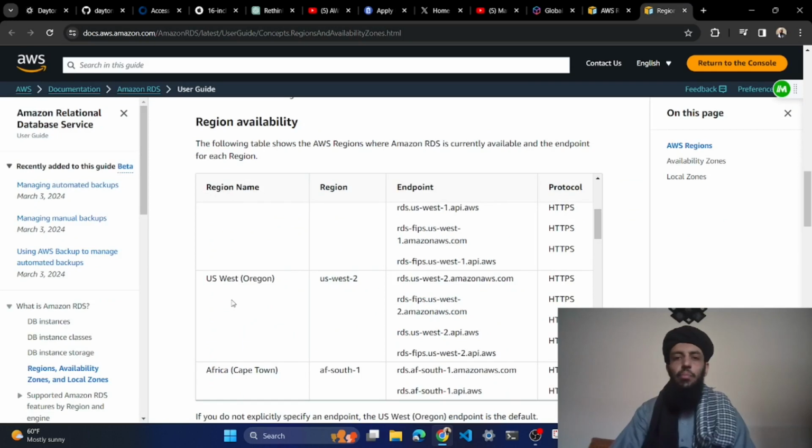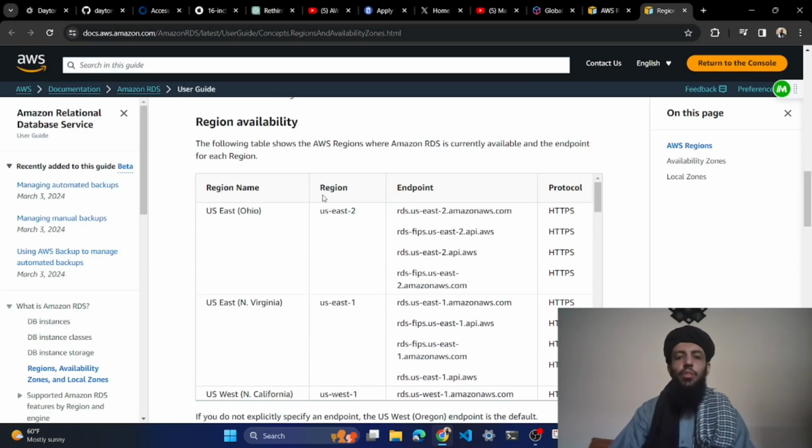After that, one thing you also need to keep in mind is that each availability zone is represented by some kind of code. In the previous video, I showed you that the region is represented by some kind of code, like US East 2. This is representing US East Ohio. Similarly, US East North Virginia is represented by the code US East 1. So these are the codes of the regions.